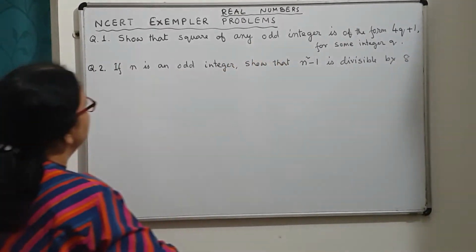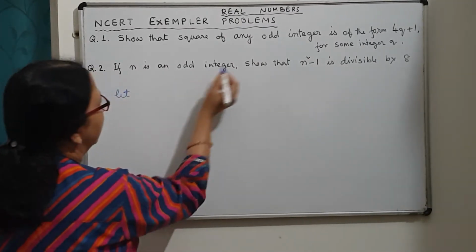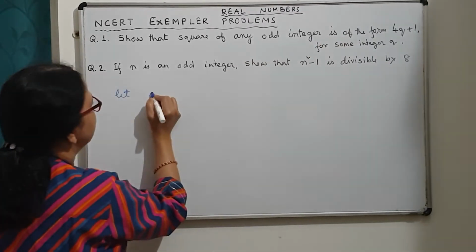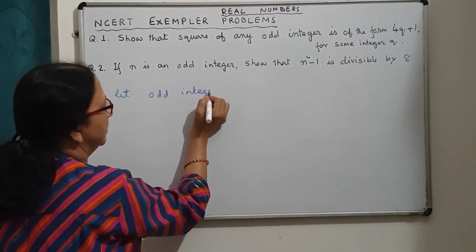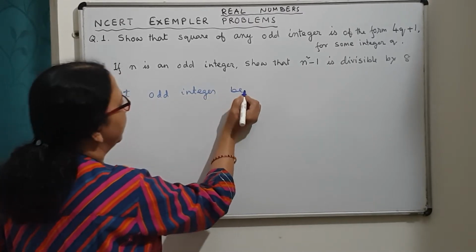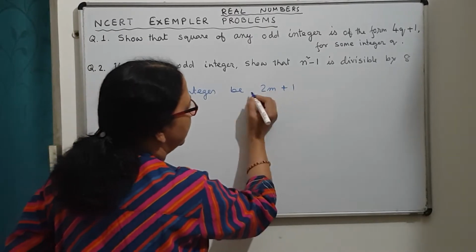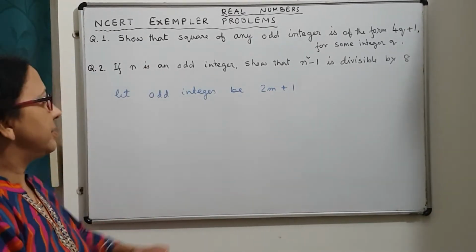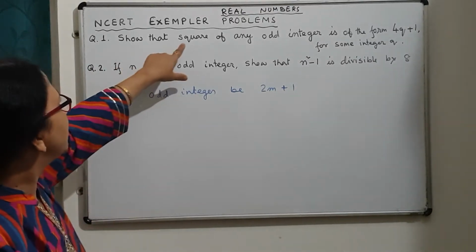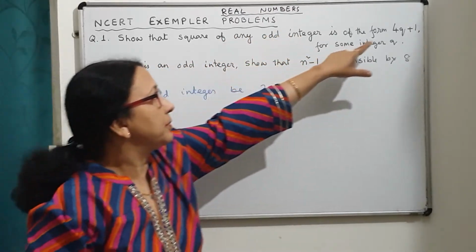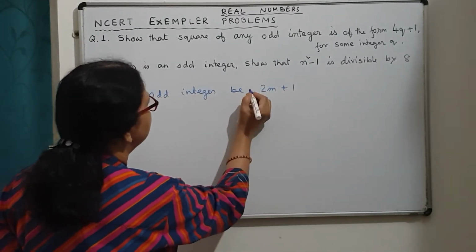Odd integer. So let the odd integer be an even number plus 1. This is the general form of an odd integer, that is, even plus 1 is an odd integer. So I have to show the square of the integer is of that form. So it is simple. Let the odd integer be a.